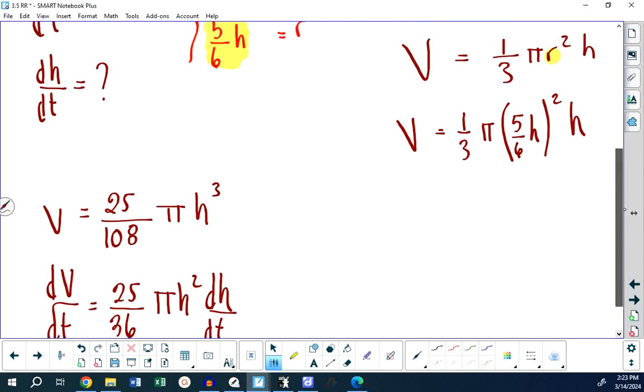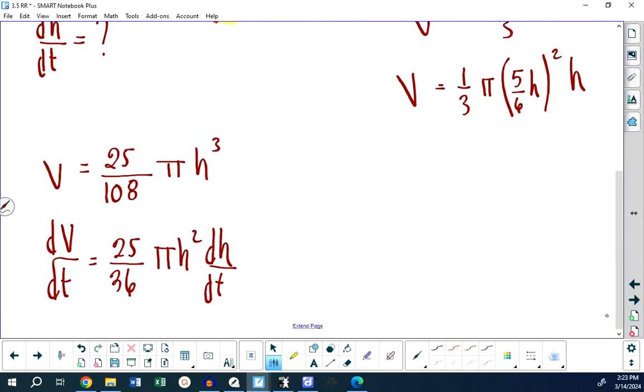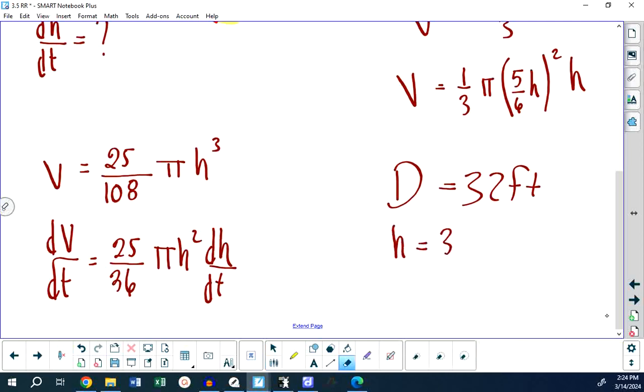The question was, what is the rate at which the height is changing when the diameter is 32 feet? Nothing's ever really easy. We have some work to do here on taking that diameter and finding the height, but not a lot of work. Because didn't the question say the height is 3/5 the diameter? Well, the height then is 3/5 times 32. And again, we want to use exact values, at least until the end. I believe that's 96 over 5.